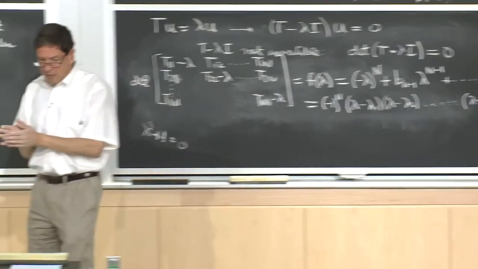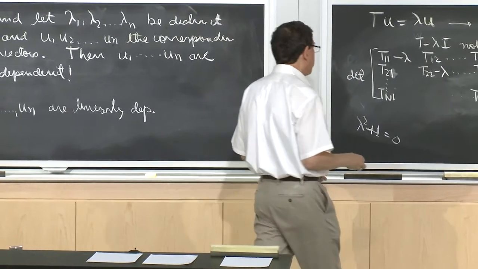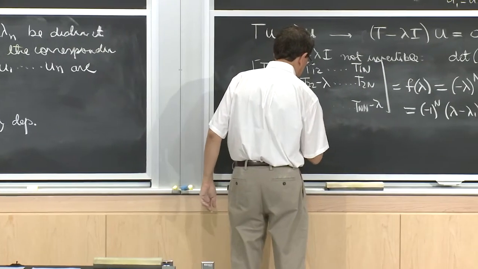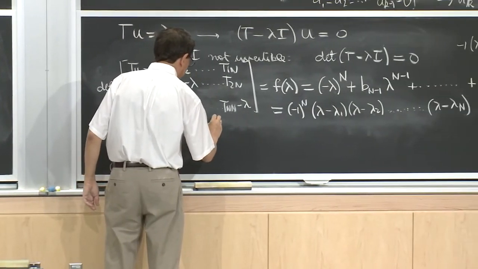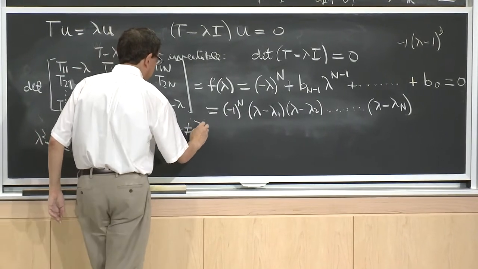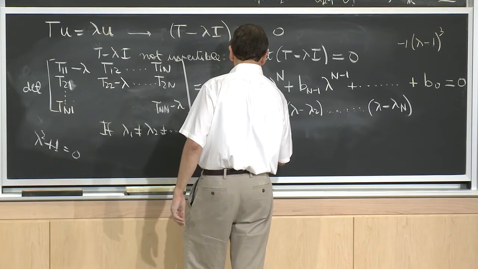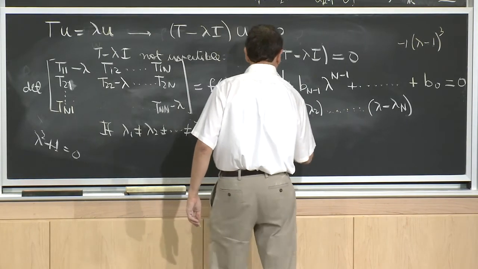So a bit of terminology here. If lambda 1 is different from lambda 2 is different from all of them, we say the spectrum is non-degenerate.